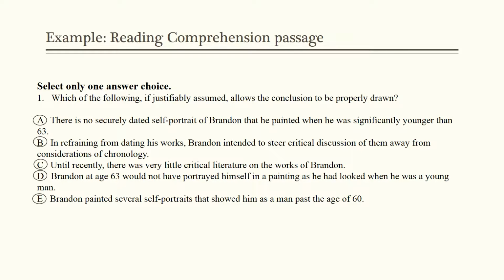Here's a question about the passage. This is a select only one answer choice question, and therefore 1 out of 5 answers is correct. Which of the following, if justifiably assumed, allows the conclusion to be properly drawn? How do you approach answering this type of question? Let's take a look at some tips.